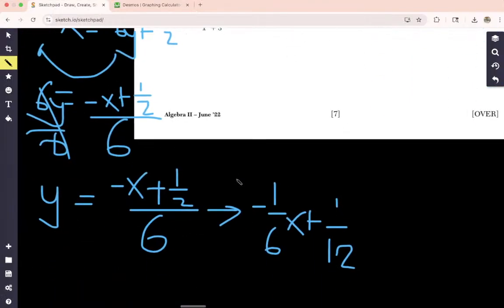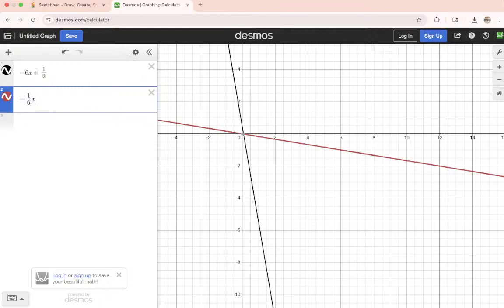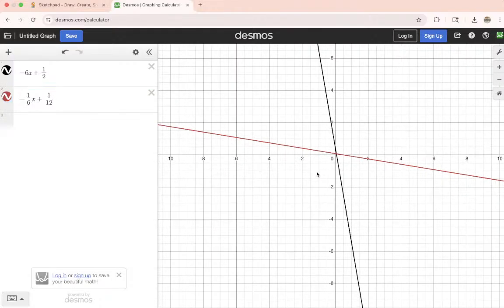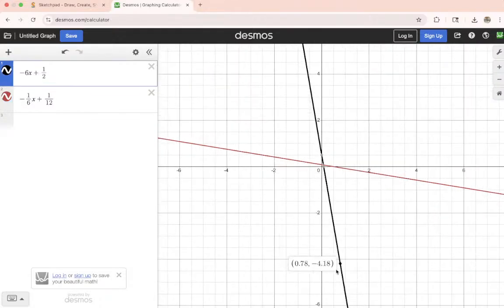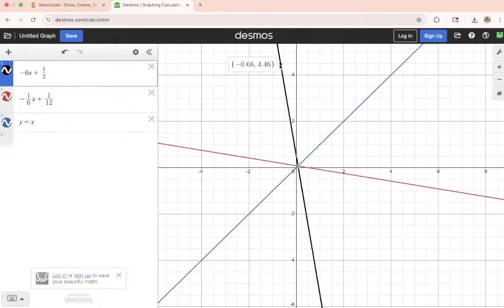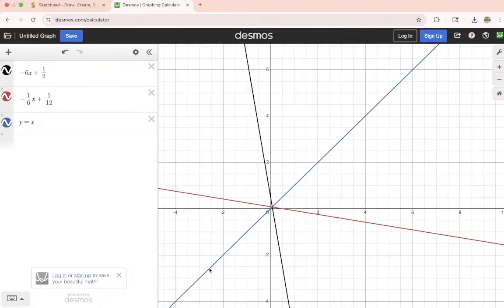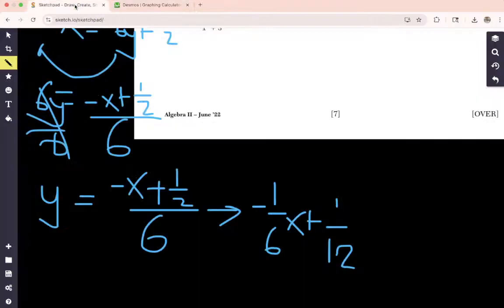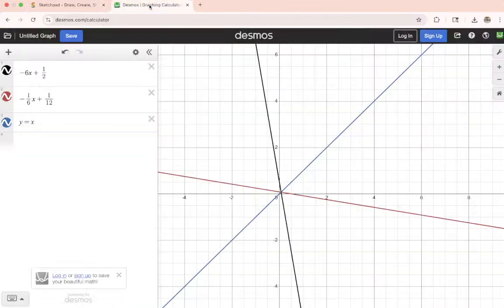And then we have our inverse, negative 1/6x plus 1 over 12. And then notice how these graphs reflect about the line y equals x. Notice how if you take this black graph and reflect it about this blue line right over here, you're going to get the red graph, right? Imagine if this reflects about this line, you're going to get this graph right over here. So that is the way you visualize this.